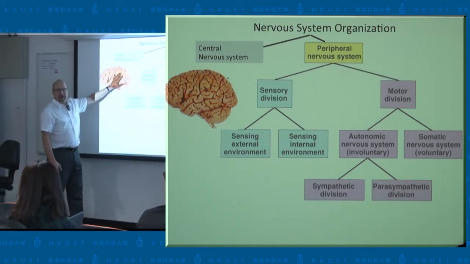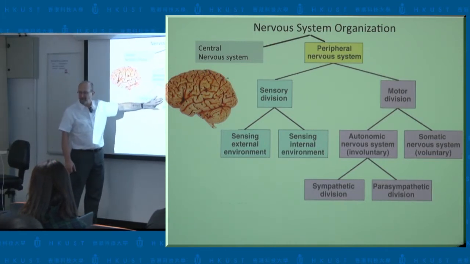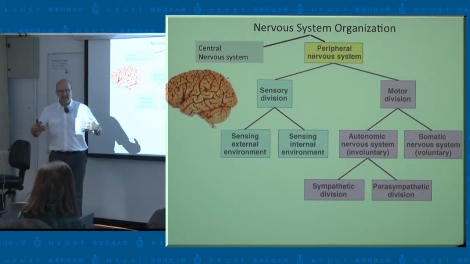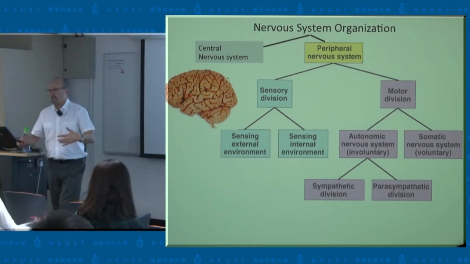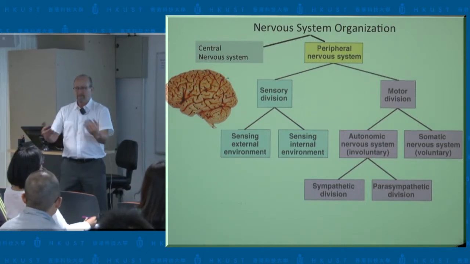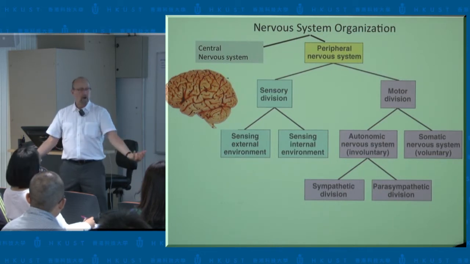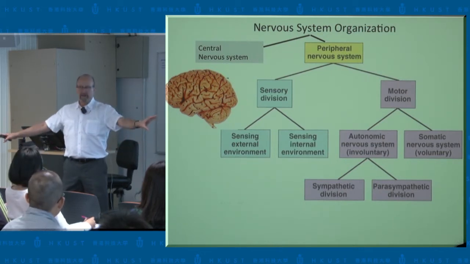There is a great deal of information to focus on here. I'm just going to quickly go over the peripheral nervous system. So as it suggests, the peripheral nervous system is the part of your nervous system that feeds into central. So it's all the sensory neurons coming in, all of the motor neurons going out.